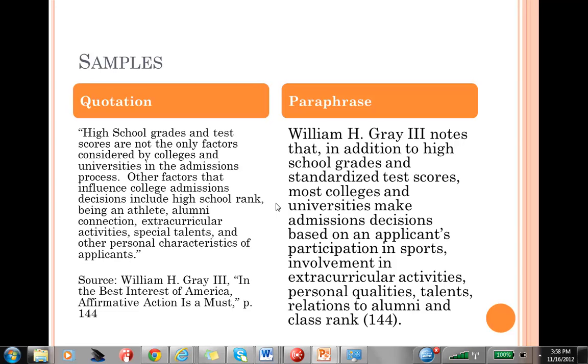So here's some samples. I have a quotation here with the source. This is how I'd expect you to quote something in your notes, not in the actual paper. And then on the right-hand side, I'd have actually paraphrased the same exact quotation, so you can see how it's done.